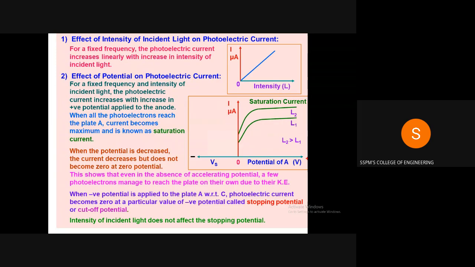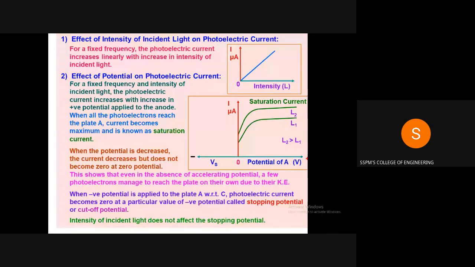If you are remembering this photoelectric effect, then in summary, photoelectric emission is the phenomenon of emission of electrons from the surface of metals when light of suitable frequency falls on it. Emitted electrons are called photoelectrons. The number of photoelectrons emitted depends on the intensity of incident light.